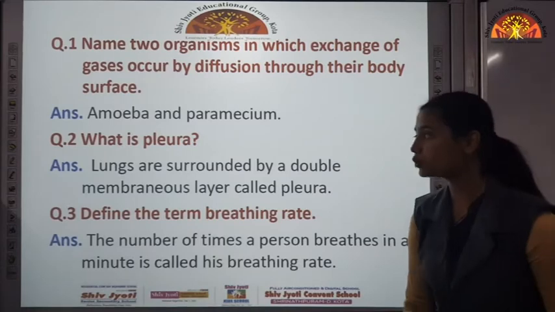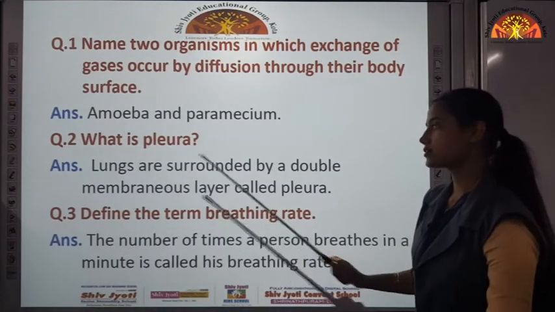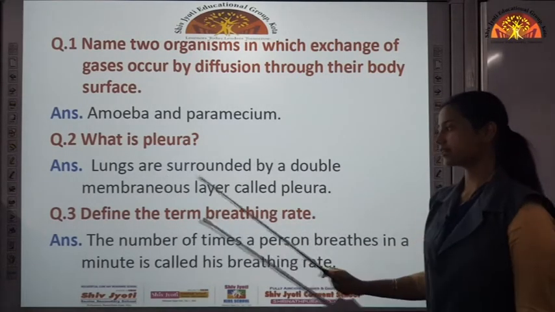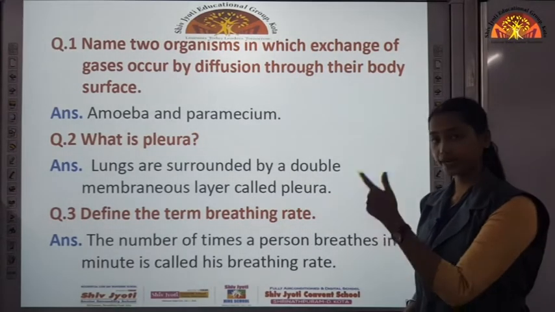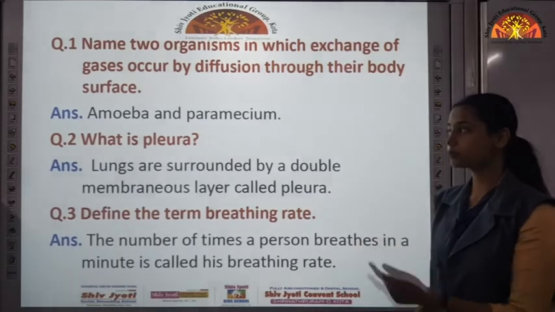Then what is pleura? Lungs are surrounded by a double membranous layer called pleura. As I showed you, that red line and dark purple line, that was pleura.